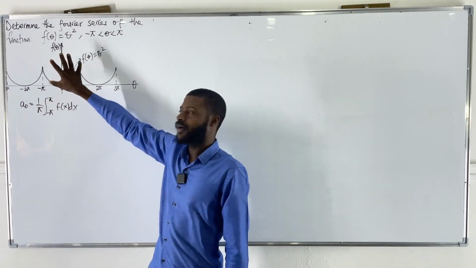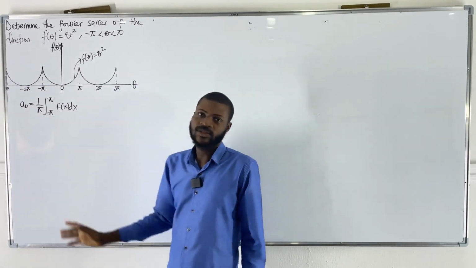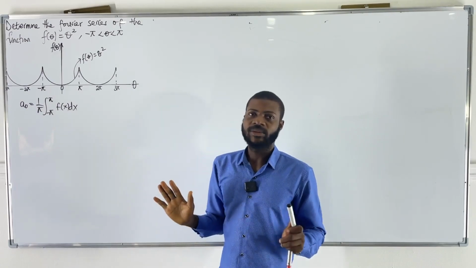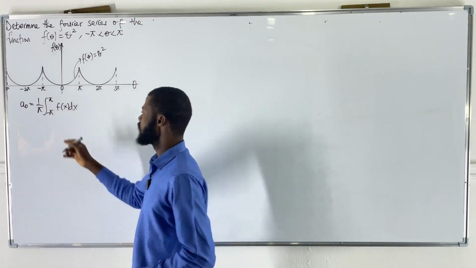Now, the thing is this. The only usefulness of me knowing that this is an even function is that I only need to find a naught and a sub n. I don't need to find b sub n. That's the only benefit here. So let us find this.